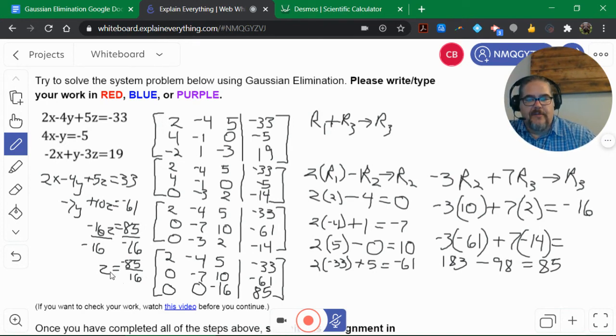And so what I'm going to do is plug this value in for my z value into the next equation. And so I'm going to go ahead and write that out. Negative 7y plus 10 times negative 85 over 16 equals negative 61.